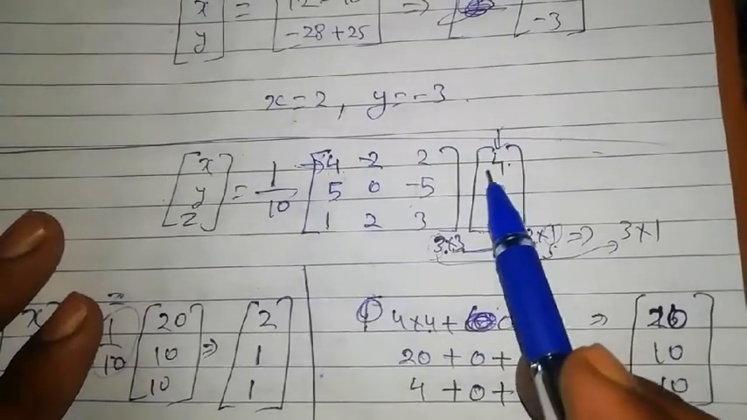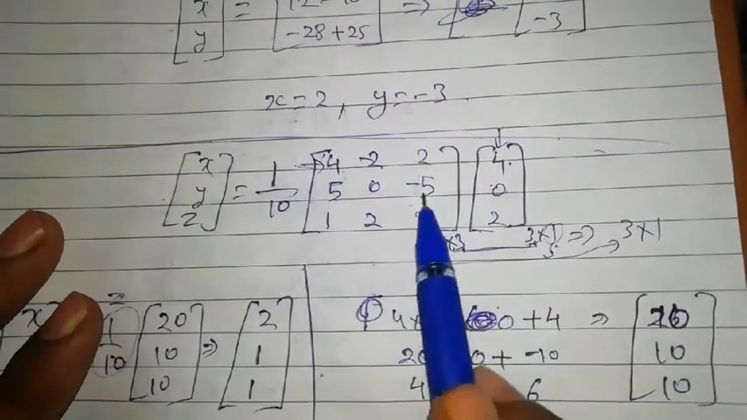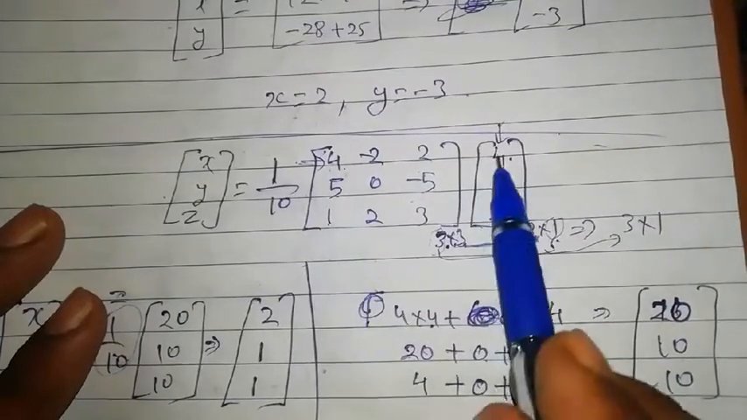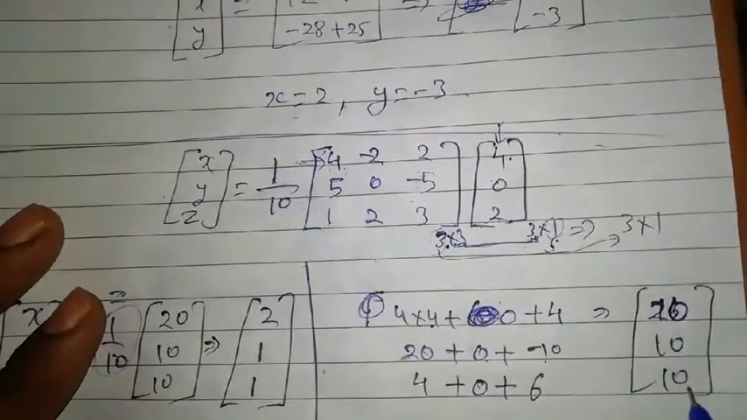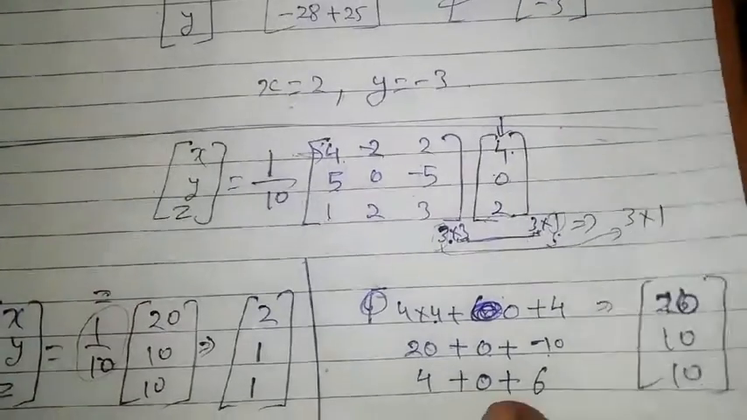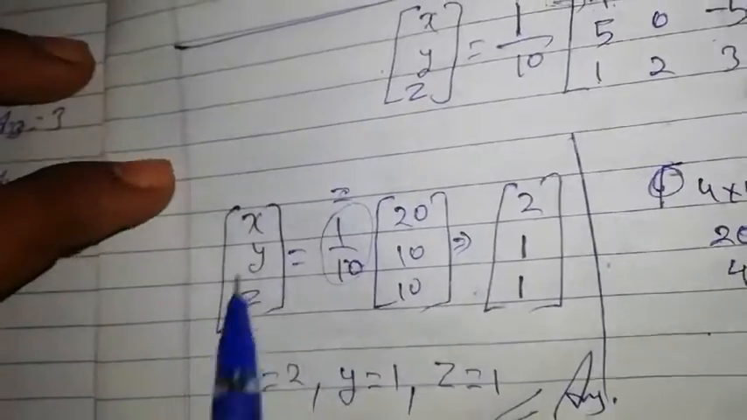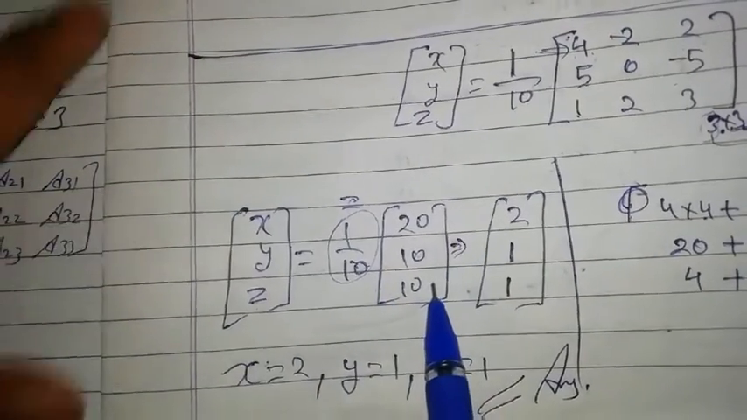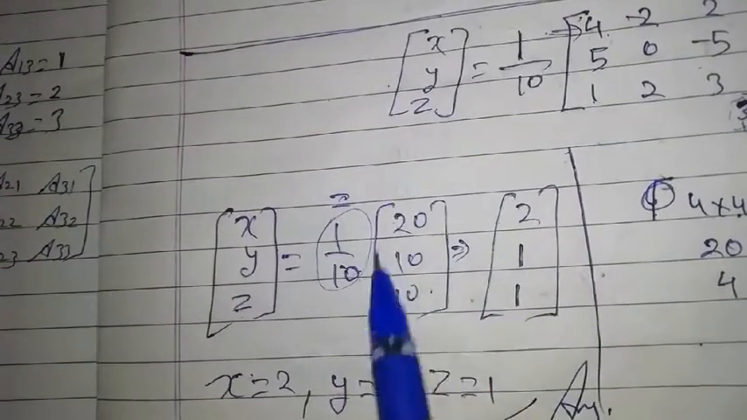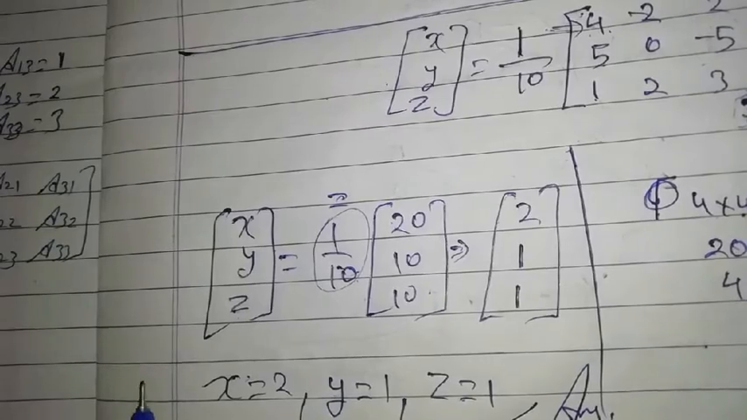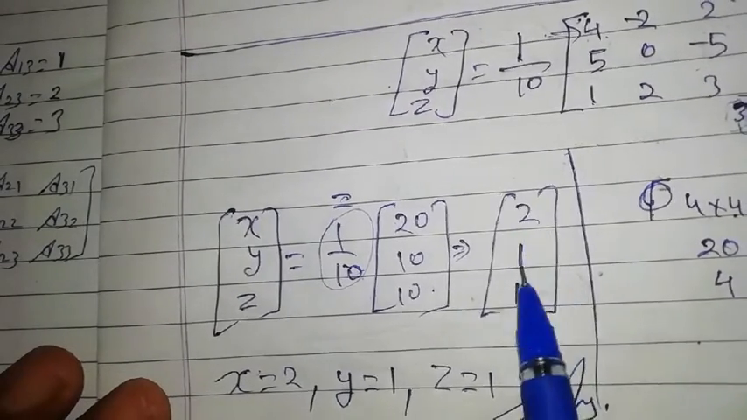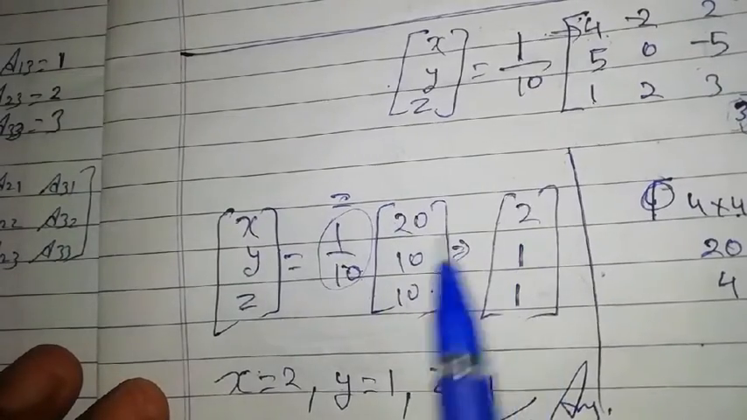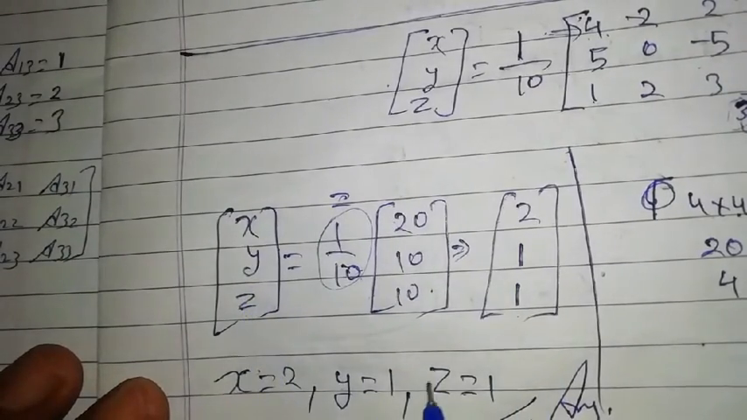Now 5 4s are 20, 0 plus 0 is 0, and minus 5 into 2 is minus 10. So this is 10. Now 4 1s are 4 and 3 2s are 6, so this is also 10. Okay. Now we will put these values here. So this is X, Y and Z, equal to 1 by 10 times 20, 10 and 10. So this is the scalar multiplication of a matrix. Okay, so this will give us the values 2, 1 and 1. And from here we have the values X, Y, Z equal to 2, 1 and 1.